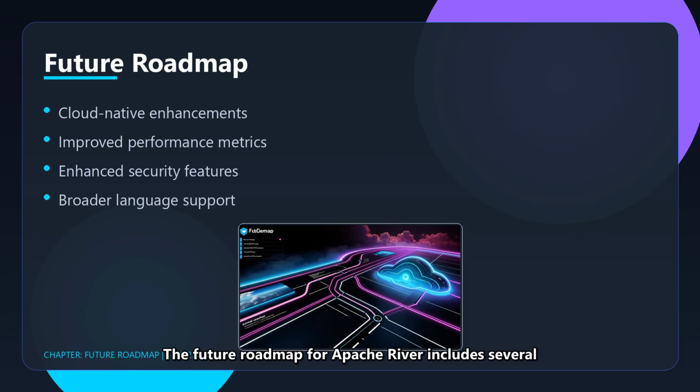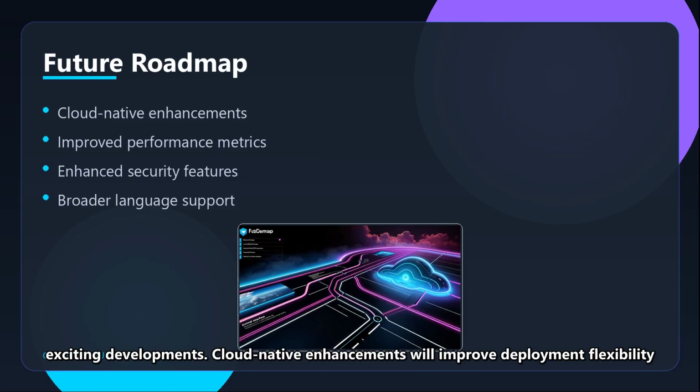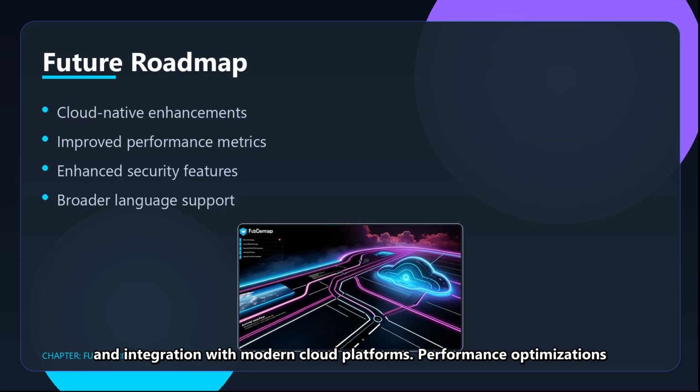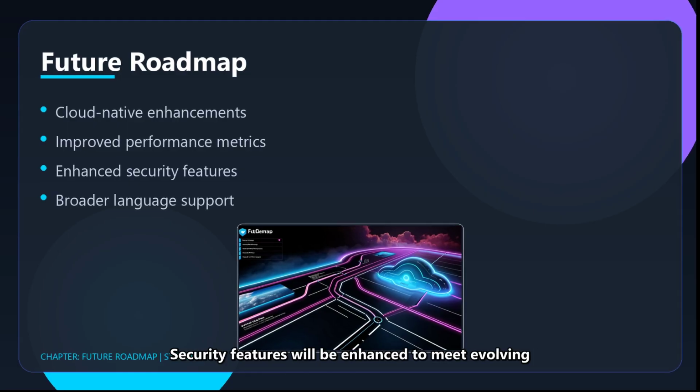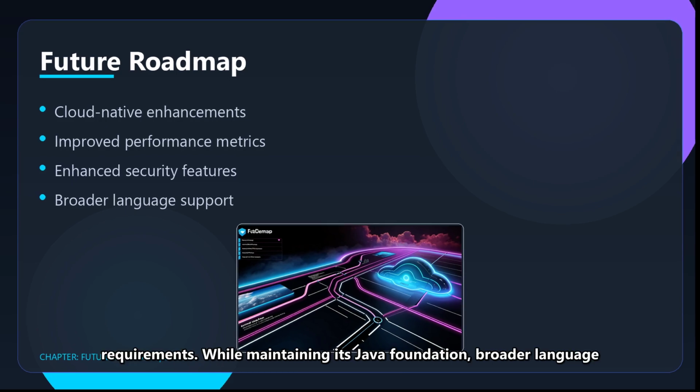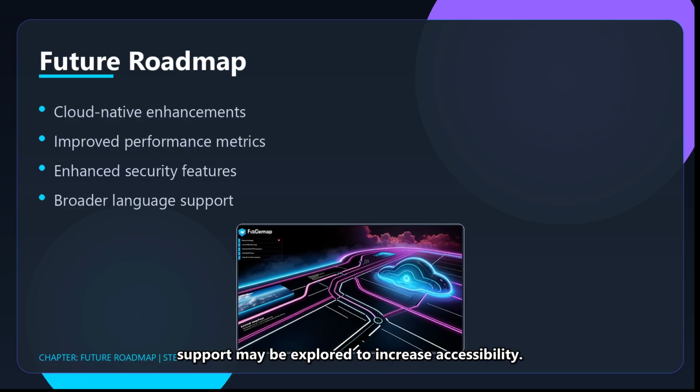The future roadmap for Apache River includes several exciting developments. Cloud-native enhancements will improve deployment flexibility and integration with modern cloud platforms. Performance optimizations are planned to reduce latency and increase throughput. Security features will be enhanced to meet evolving requirements. While maintaining its Java foundation, broader language support may be explored to increase accessibility.